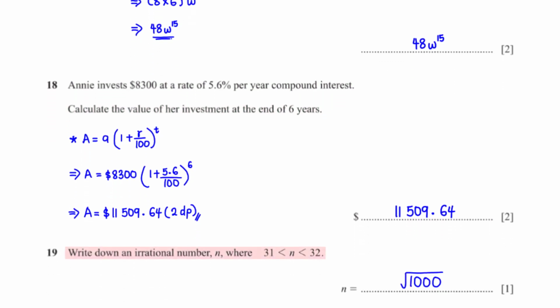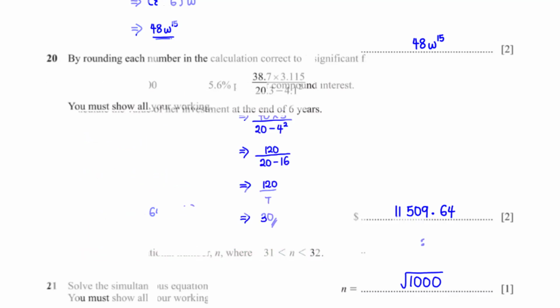Write down an irrational number n, where n is greater than 31 and less than 32. This would require a bit of trial and error. One of the irrational numbers is square root of 1000, whose value is between 31 and 32.